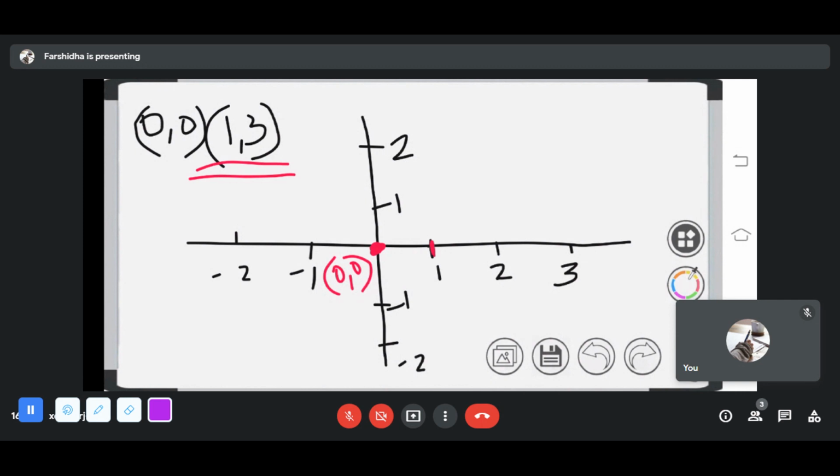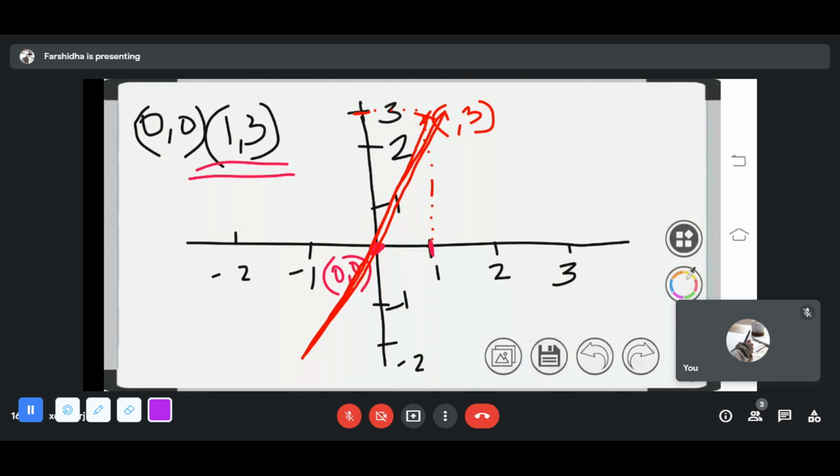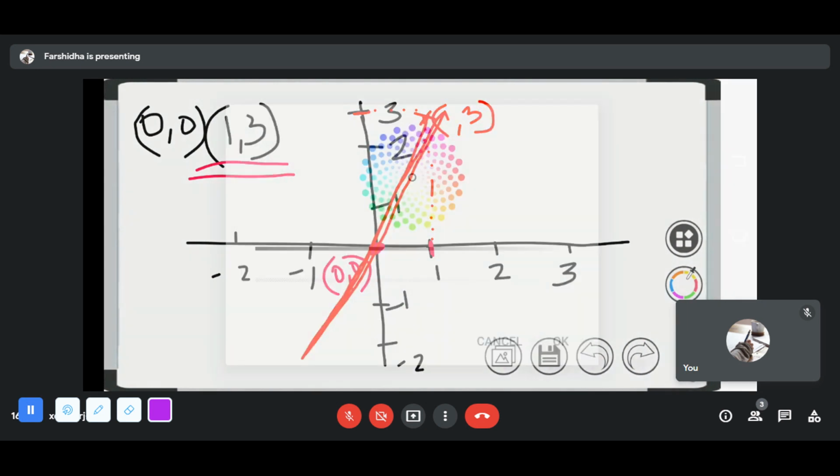(1, 3): 1 on the x-axis, 3 on the y-axis. Now the fourth one.